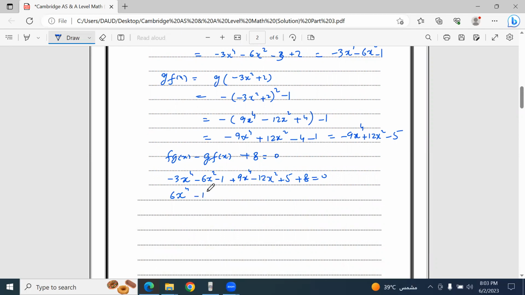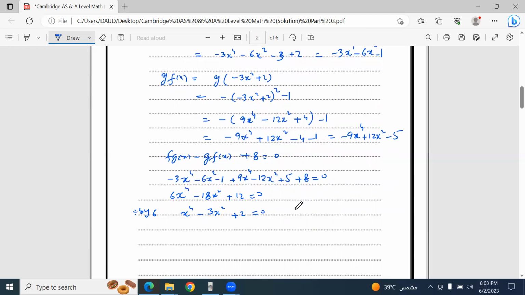Minus 6 minus 12 gives us minus 18x squared. And 8 plus 5 is 13, 13 minus 1 is 12. So it is 12. All are divisible by 6. So we have x power 4 minus 3x squared plus 2 equals 0. And this is a fourth-degree equation.